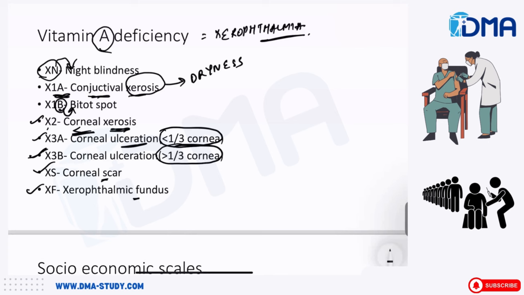So what I'm trying to say is that they may ask you a question based upon the stages also. They will give you an image of Bitot spot and they will ask which stage it is. You have to say X1B. Fine. X1A is conjunctival xerosis. X1B is Bitot spot. X2 is corneal xerosis. X3A is corneal ulceration, less than 1/3 of the cornea. X3B is more than 1/3 of the cornea. XS is scar. And XF is fundus.